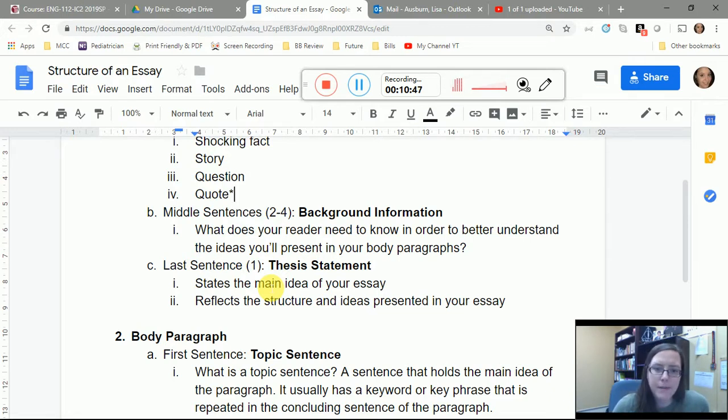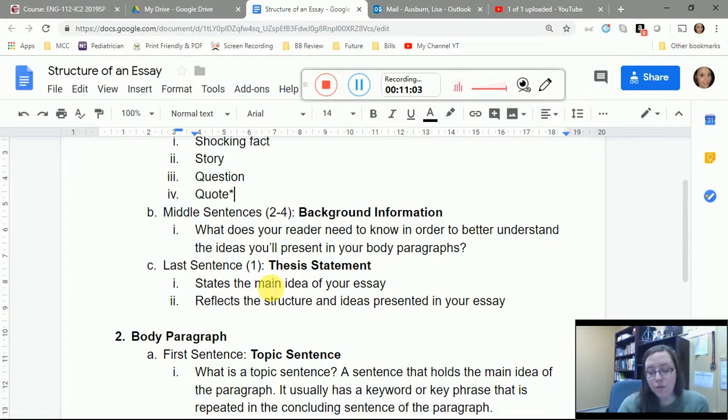So your thesis statement is going to state the main idea of your essay and reflect the structure and ideas presented in your essay in a very overview kind of way. It should be narrowed enough so that I see your focus, but broad enough so it's really just covering the main idea. And it's one sentence.